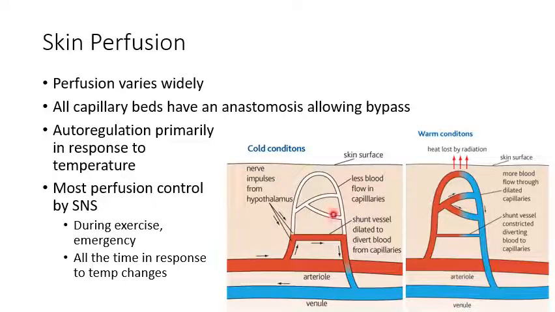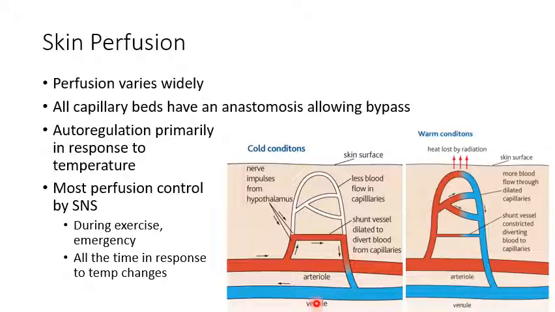So here's an example of a capillary bed in the skin. You have the arteriole leading into it, the venule leading away from it. This is the capillary bed itself. This would be your central vessel or the central channel. And then here's that special anastomosis. So when this anastomosis is dilated, it's going to be much larger in diameter than the capillaries themselves, which means that blood is going to travel through the anastomosis and skip the capillary bed, just going straight from the arteriole down the anastomosis and back to the venule.